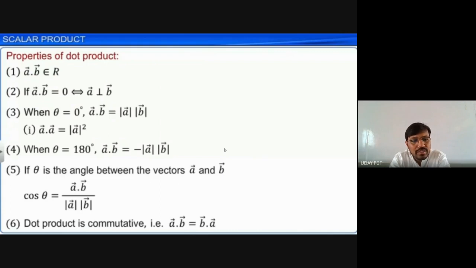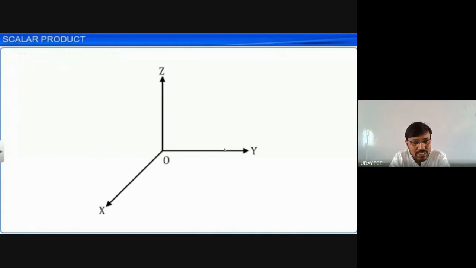And the angle between the two vectors can be found out by using the formula cos theta is equal to a bar dot b bar by magnitude of a bar magnitude of b bar. This is a scalar, so we call it a scalar product. The next thing is the scalar product, and how do we find out that scalar product?